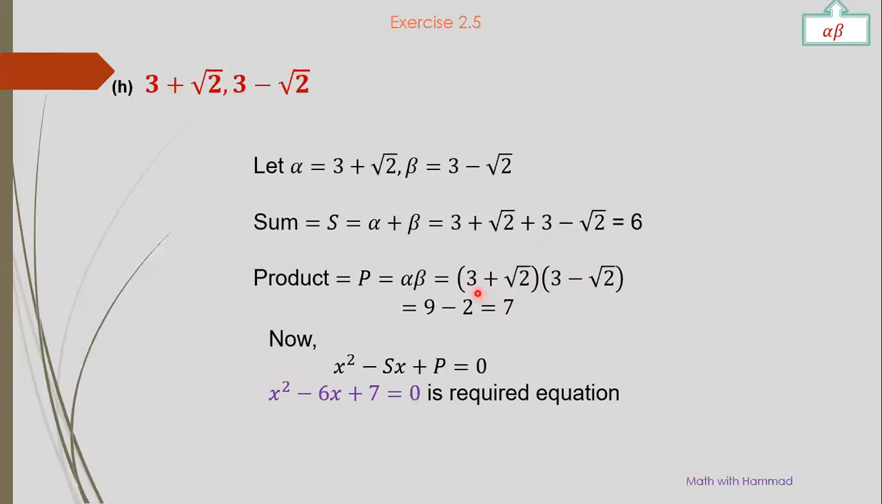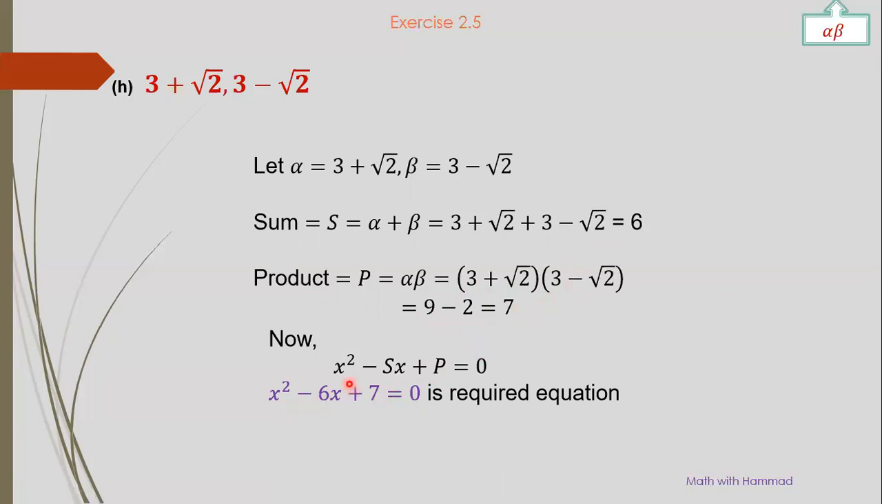And when we multiply, we have the formula of a plus b and a minus b, that is a square minus b square. A is 3, 3 square is 9 and b is under root 2. Under root 2 square is 2. So 9 minus 2 is 7. S is 6 and P is 7.